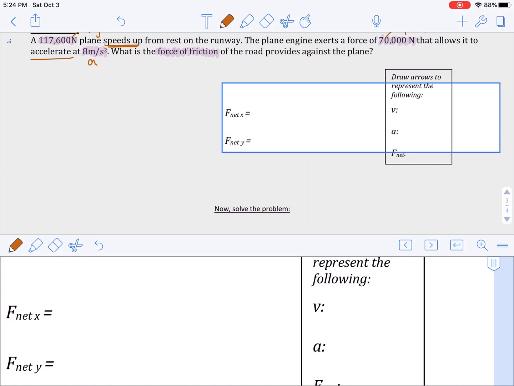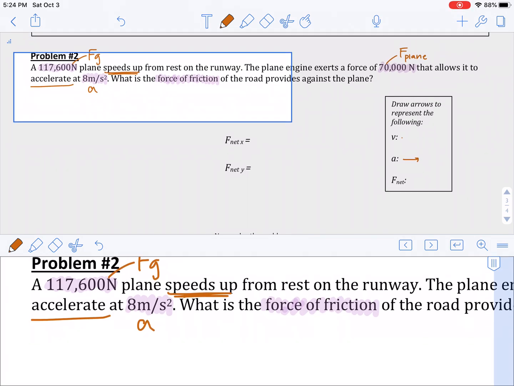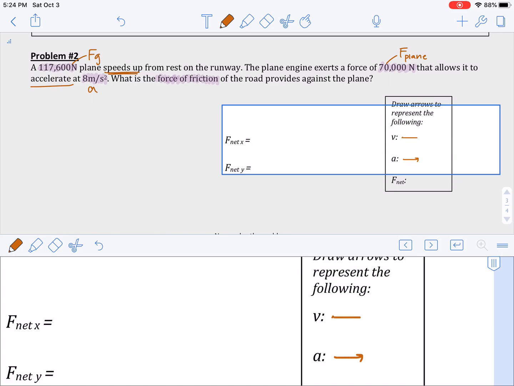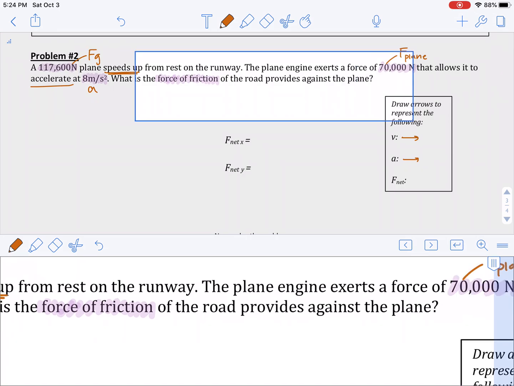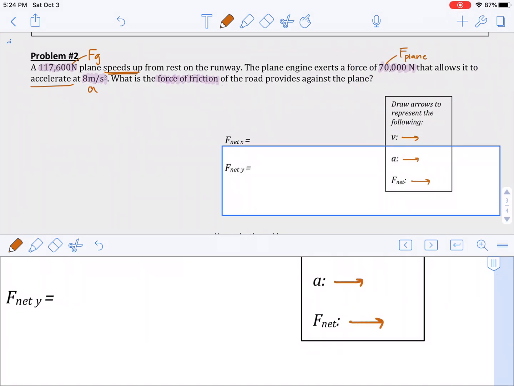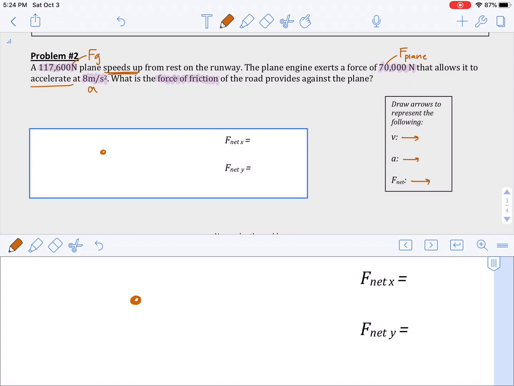So my velocity, because I'm speeding up and I have a positive acceleration, right? 8 meters per second squared. It's not negative 8 meters per second squared. That means my velocity is also going to be positive because this problem told me that they're speeding up. That means F net is going to be to the right. And when I go to draw my FBD, this plane is accelerating horizontally. It hasn't actually left the ground yet. So the force from the plane is actually going to be this rightward force.